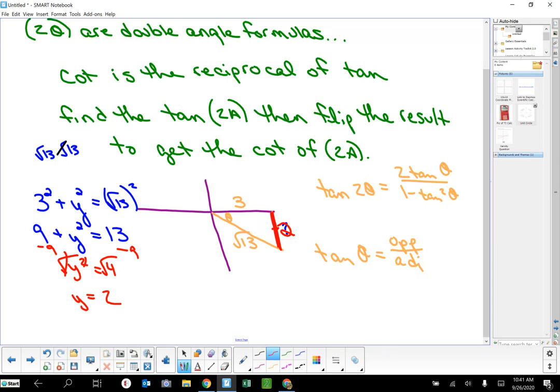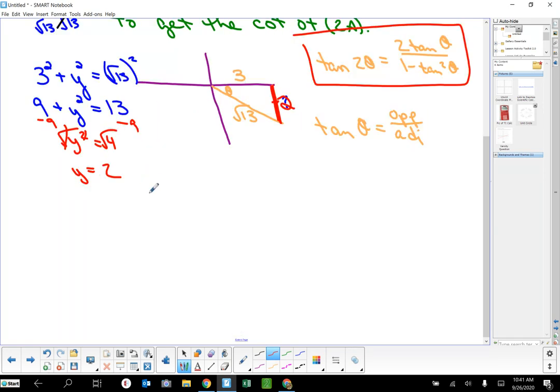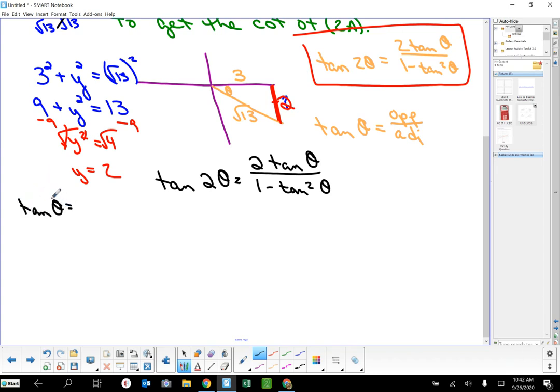So now we're just going to take this information and fill in this formula. So I have 2 tangent theta. I'll rewrite the formula down here. I like to see what I'm doing. So I'm going to do that in black. So tangent 2 theta is 2 tangent theta over 1 minus tangent squared theta. And if you want to somewhere, you can write for yourself tangent of theta. We know it's opposite over adjacent. I have that over here, right? So opposite is -2, adjacent is 3. So tangent of theta is -2/3.